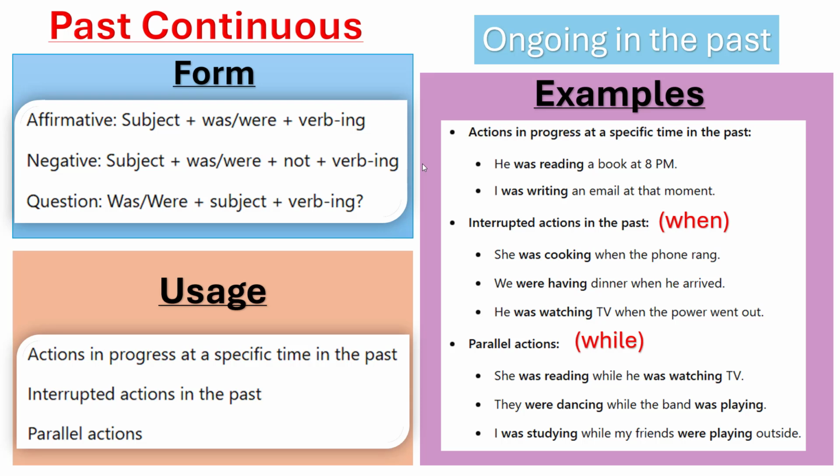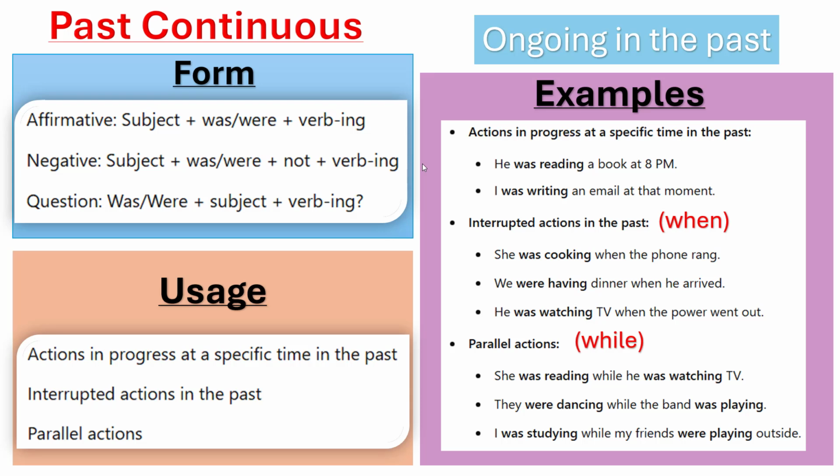Interrupted action in the past. So we have interrupted action. Most of the time we have to use when in the interrupted action. So for example, she was cooking when the phone rang. So before when we have past continuous. After when we have simple past or past simple. So when the phone rang in the past, she was cooking. So here the interrupted action is the phone rang. Suddenly she was cooking when the phone rang.